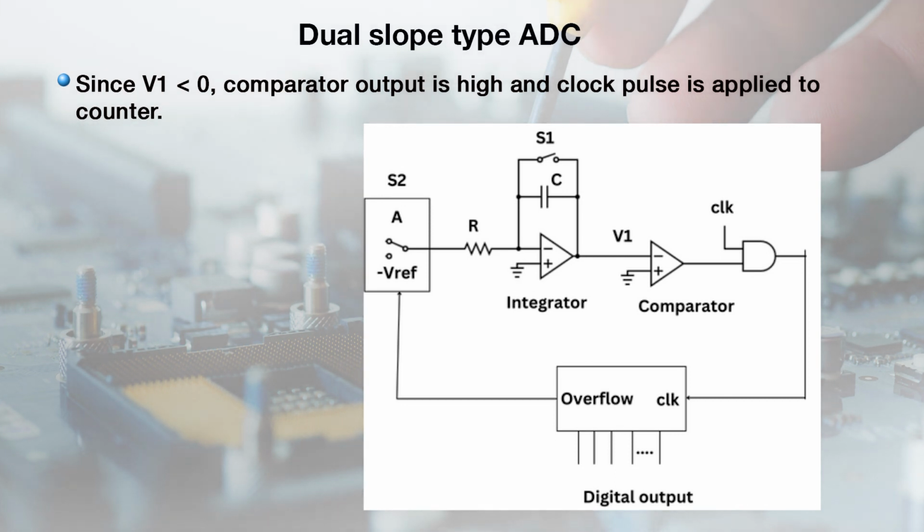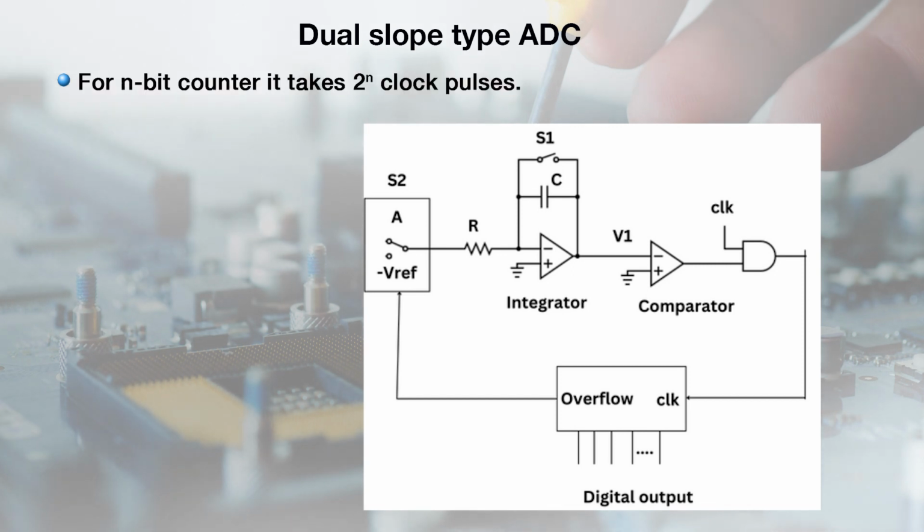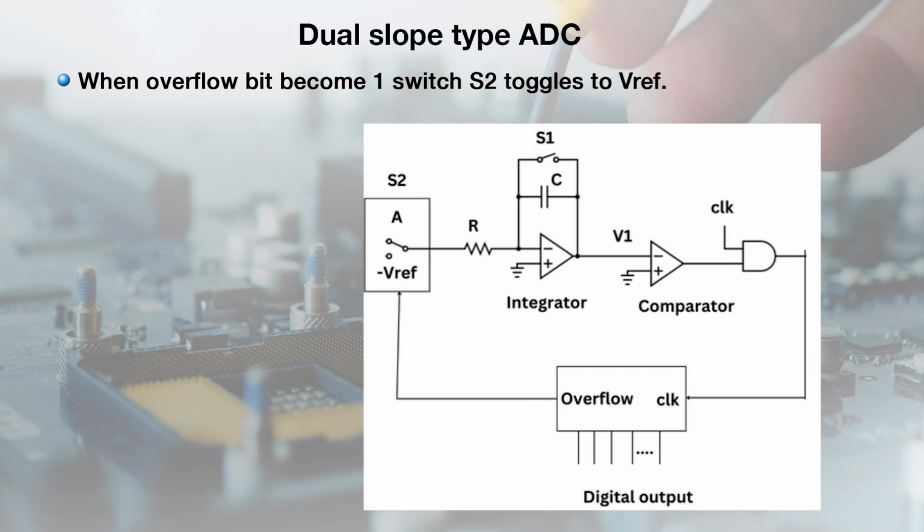Now, this comparator output is connected to an AND gate, and the clock pulse is provided to the counter using the AND gate. So, whenever the output of the comparator is high, clock pulses are applied to the n bit counter and the counter starts counting from 0 onwards, and it will count until the overflow bit becomes 1.